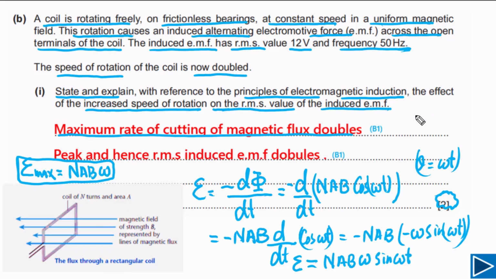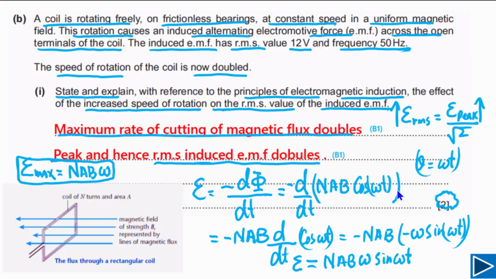If the peak value of EMF is double, we can find the RMS value of EMF, which is equal to the peak value divided by root 2. So if the peak value is double, the RMS value is also double. This is the second point: as the peak value is double, hence the RMS value of induced EMF is also double. If you write these 2 points, you will get 2 marks. And these 2 marks are B marks.